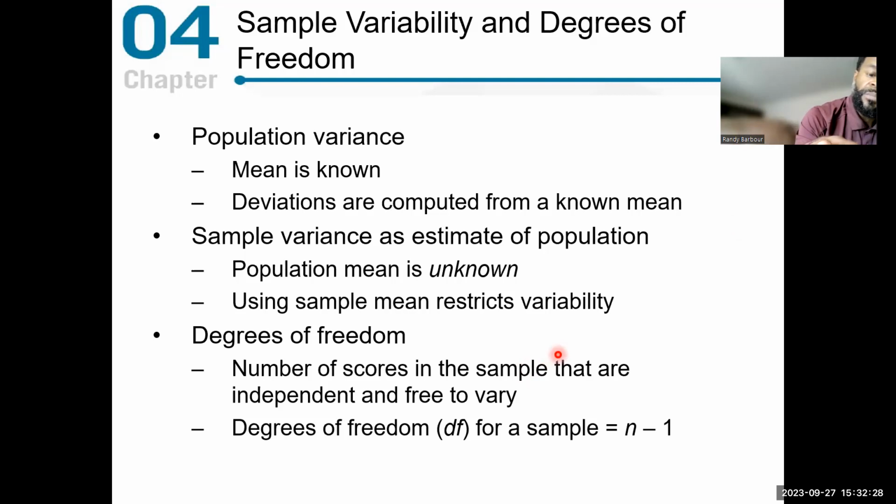But degrees of freedom, all you need to know right now is that degrees of freedom for a sample is n minus one. Okay, that is the definition for degrees of freedom, just n minus one. But this is a very important concept. So the number of scores in the sample that are independent and are free to vary. I'm going to do an example here next. So let me stop sharing my screen and I'll show you what I mean. Okay. Let me move there.